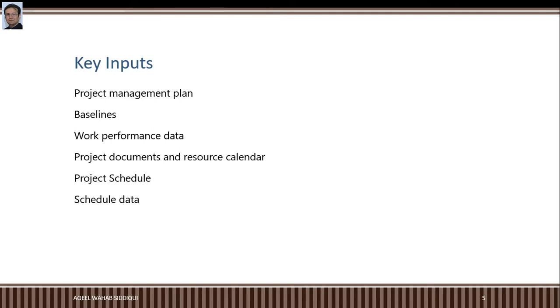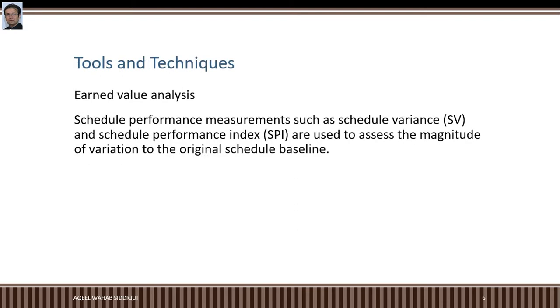Next is schedule data, which is a collection of information for describing and controlling the schedule. Examples might include milestones, activities and constraints. These are the tools and techniques.